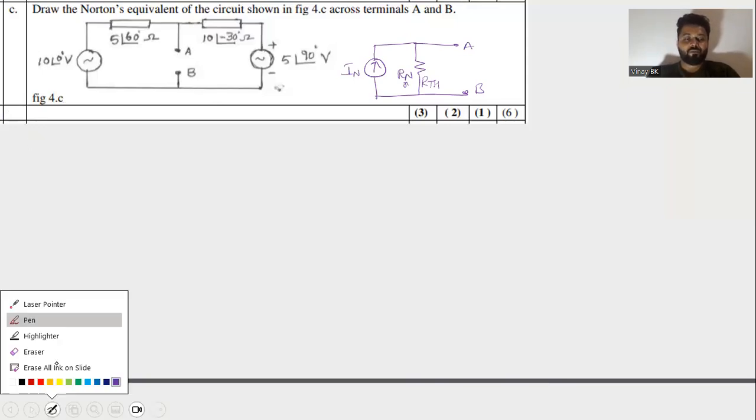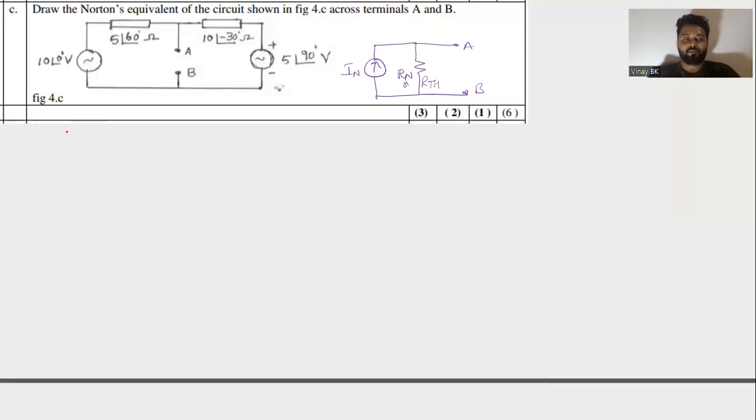So now to find the value of IN, terminals A and B are short circuited. If it is Thevenin's, that should be open circuit. So for Norton's, it is vice versa. It is short circuited. Then you need to find the value of current that flows through the short circuit. That is ISC. That is nothing but Norton's current IN.